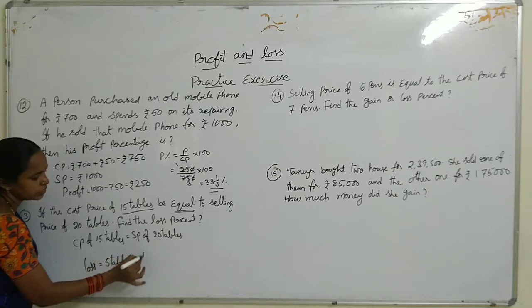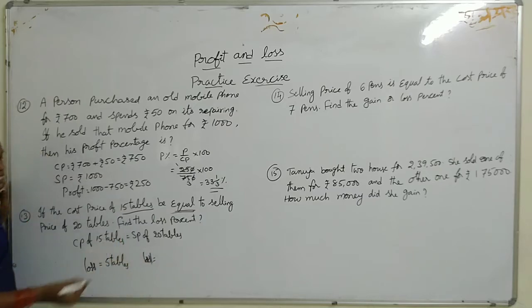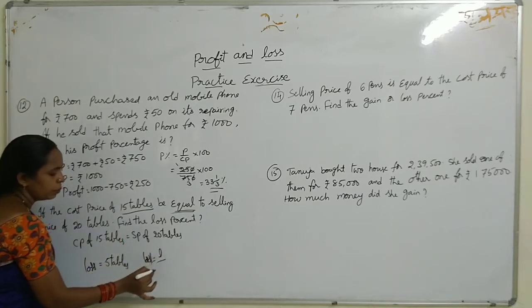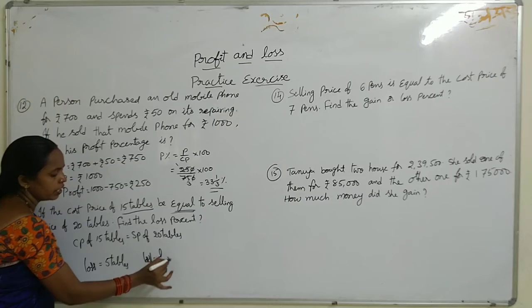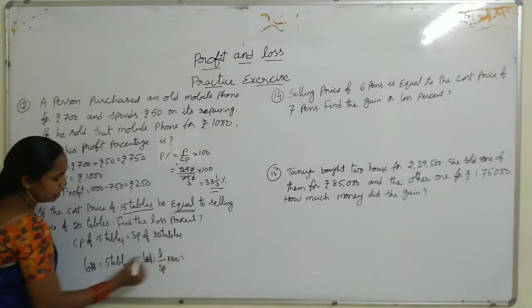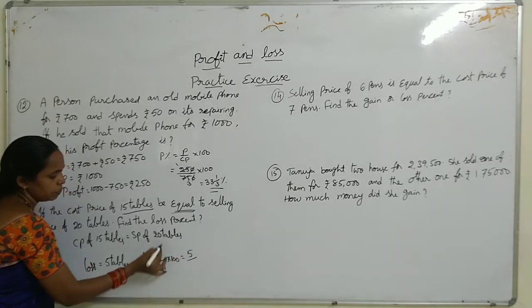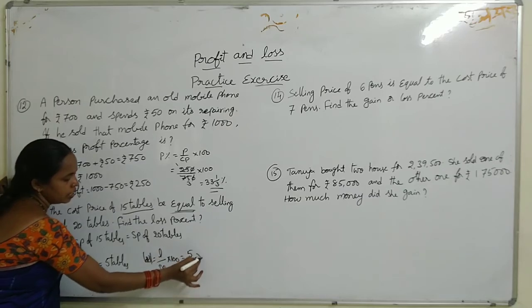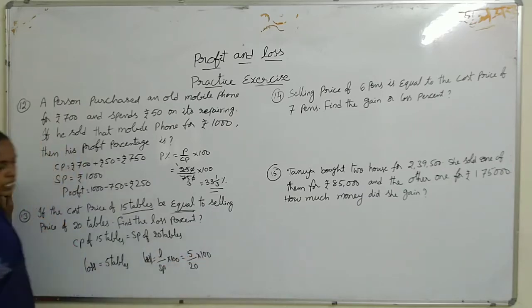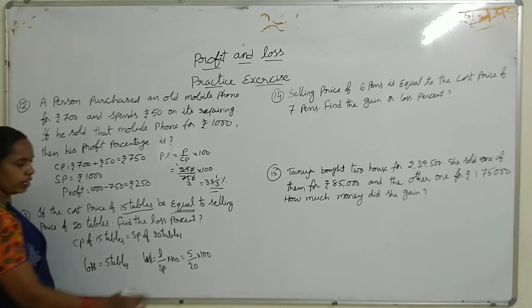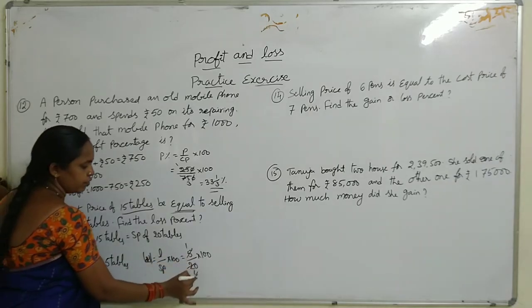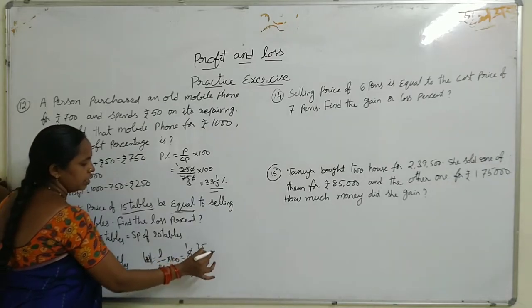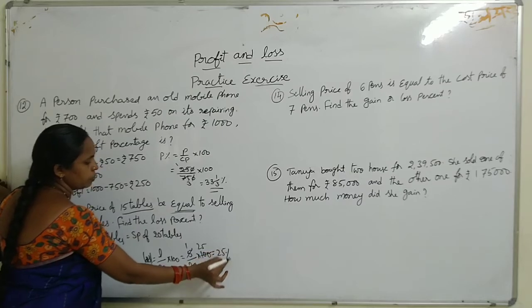So then loss percent equal to, here articles means, loss by number of articles in SP into 100. So loss is 5 tables, SP value 20 tables into 100. Number of articles in SP is 20. That is 5 ones, 5 fours, 4 25s. Then loss percent is 25%.